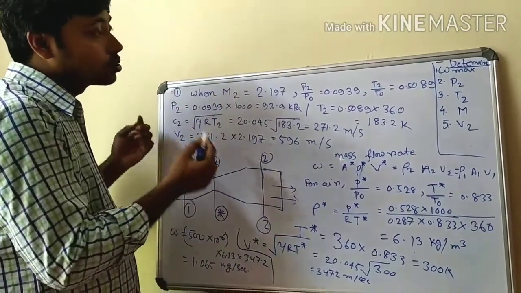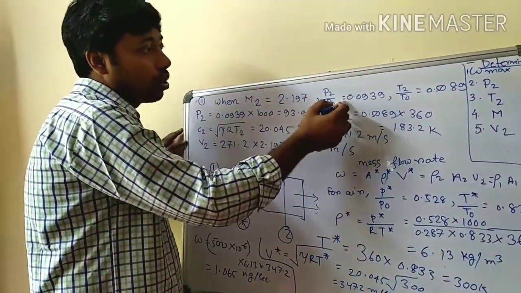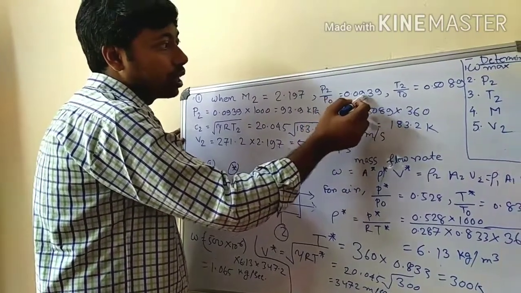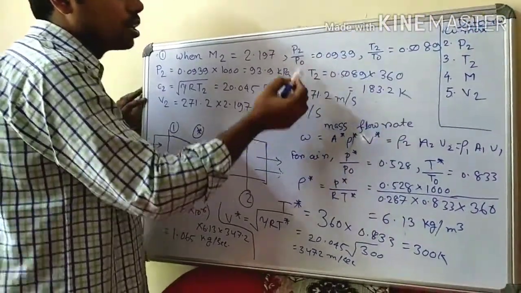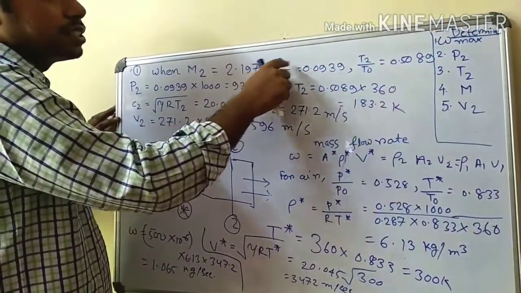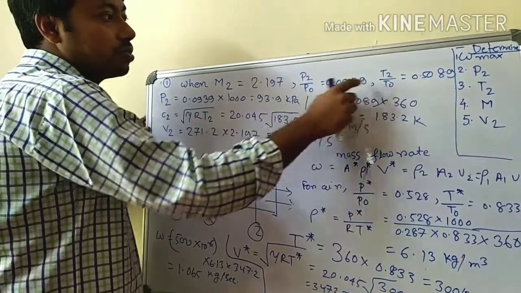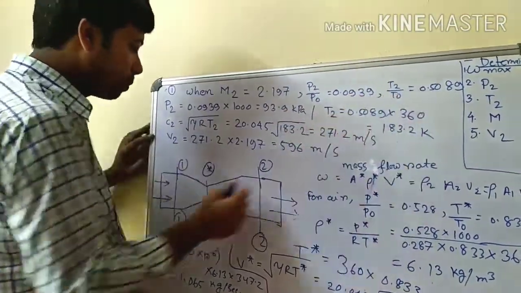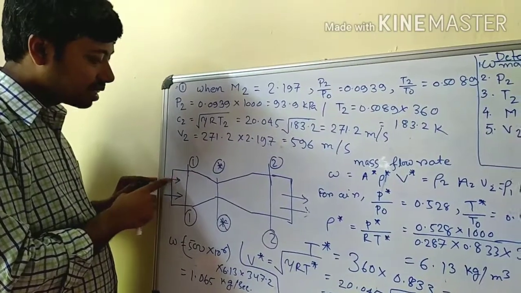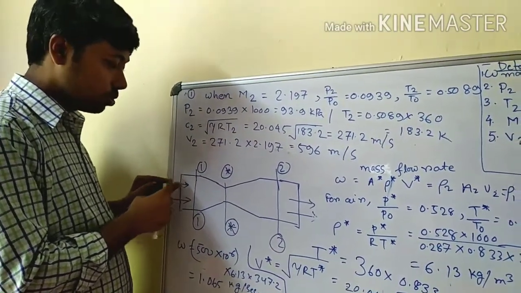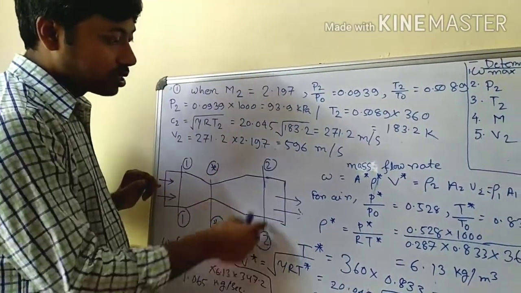Now from that chart you can also get the value of P2 by P0, already discussed as 0.0939, and T2 by T0. P2 and T2 are the exit pressure and exit temperature, and P0, T0 are the stagnation pressure and stagnation temperature, denoted as the inlet conditions of the nozzle.